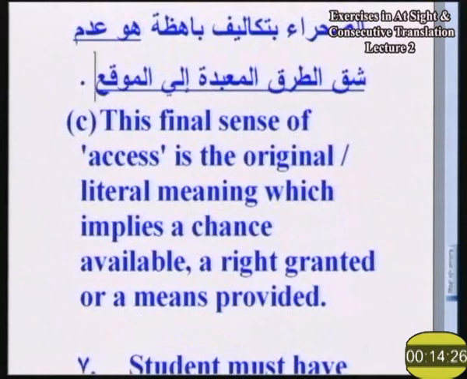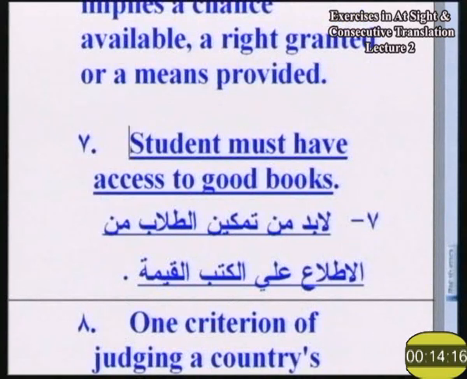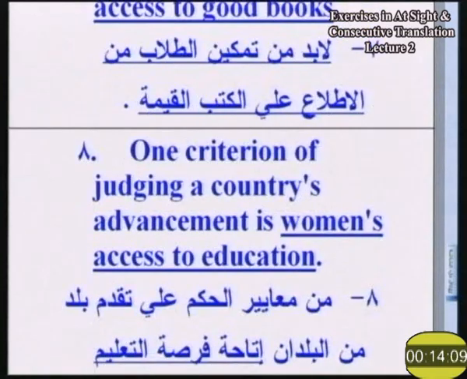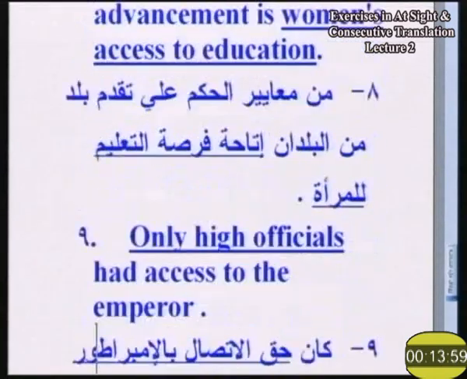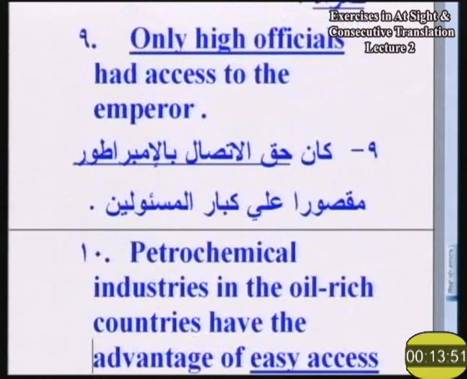let's go back to this third sense of the word, that is the original one, which means, in sentence number 7, to remind you, to have access to good books, that is to be able to use. Okay. Women's access to education, that is giving women the chance to learn, to give a chance. To have access to the emperor, that is to be able to communicate with, in sentence number 9.